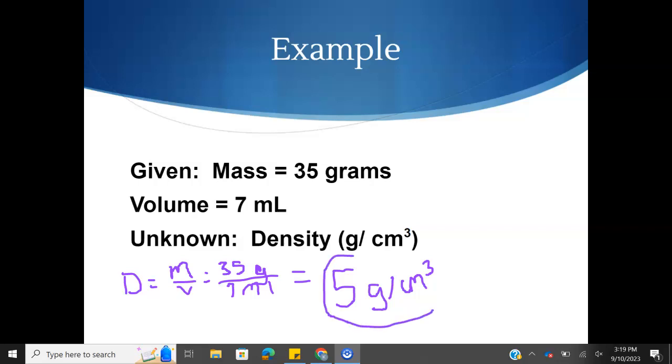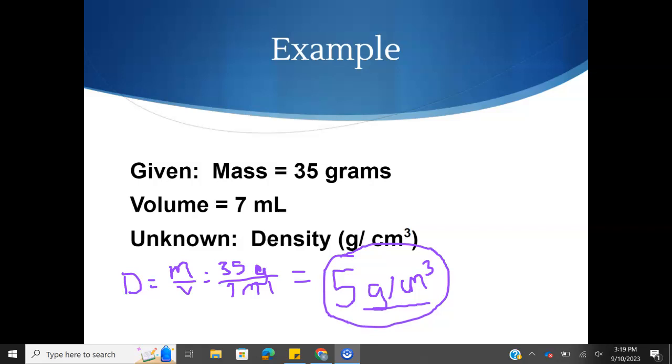In your exit ticket, you're going to do some of the practice problems for calculating for mass and calculating for volume, but on your quiz, the only calculation is just for density. So for density on your quiz, it is going to be mass over volume. You just want to make sure you're including your units because I will take off points if you don't have your units, okay? So that's the gist of it.